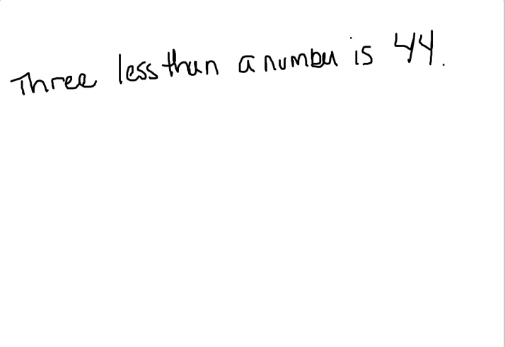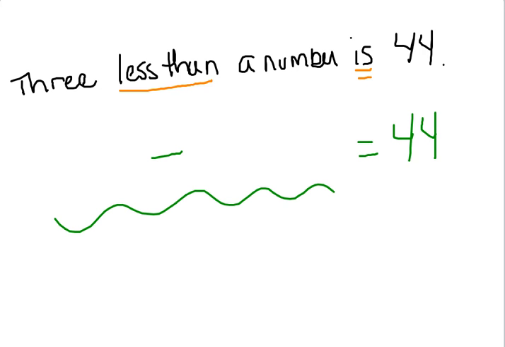So what if I have "3 less than a number is 44"? Well, again, I want to underline the important math terms, the terms that make me think of a math symbol. One would be "less than," which makes me think of subtraction, and the other is "is," which makes me think of the equal sign. So I know I'm going to have subtraction and an equal sign. It's pretty easy to figure out what goes on this side of the equal sign, and that's going to be 44. But what am I going to do over here?